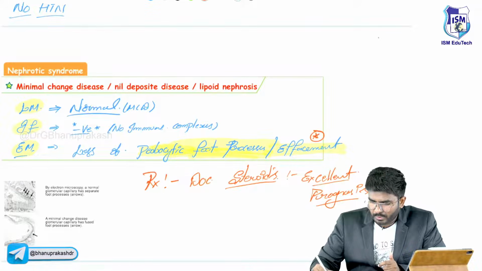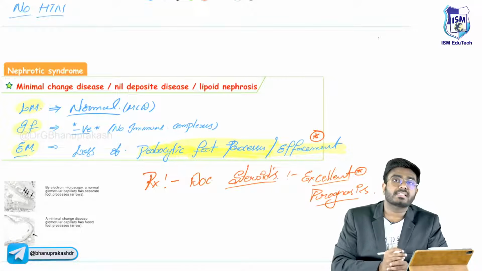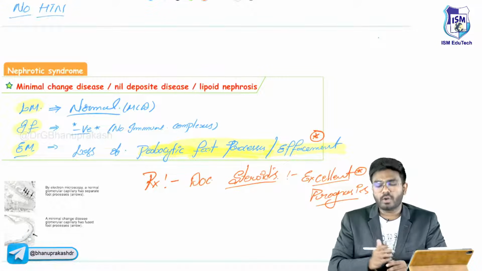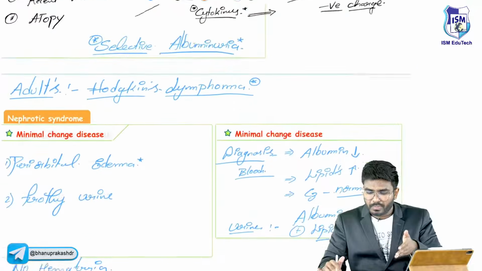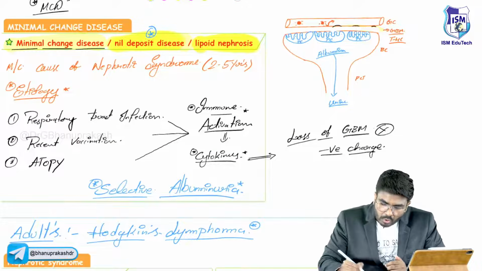Okay. So, every book mentions that steroids show an excellent prognosis. Why? Because steroids are immunosuppressants. The main problem in this condition is over-activation of the immune system. So that's the problem, right?